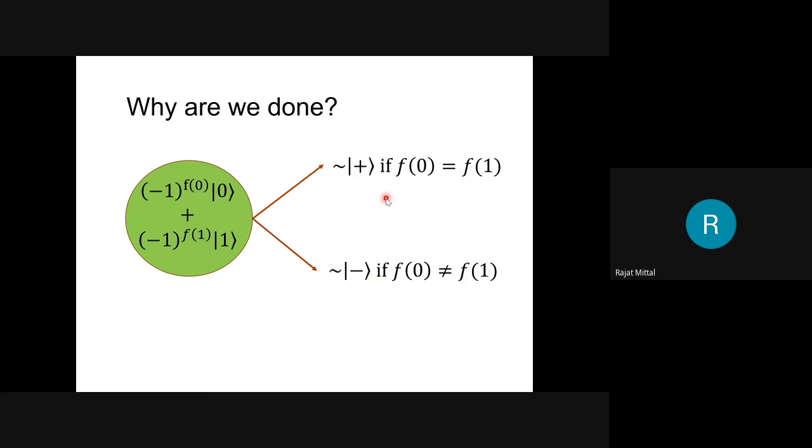So I know that I did this computation and finally I have either a plus state or a minus state. How do I figure out whether I have a plus state or a minus state? Put the Hadamard gate. Exactly. We just discussed that Hadamard gates are the inverse of each other. So we apply Hadamard. When we apply the Hadamard, plus will get converted into 0. Minus will get converted into 1. So if we apply Hadamard and then measure, if we get a 0, that means F0 was equal to F1. If we get a 1, that means F0 was not equal to F1.